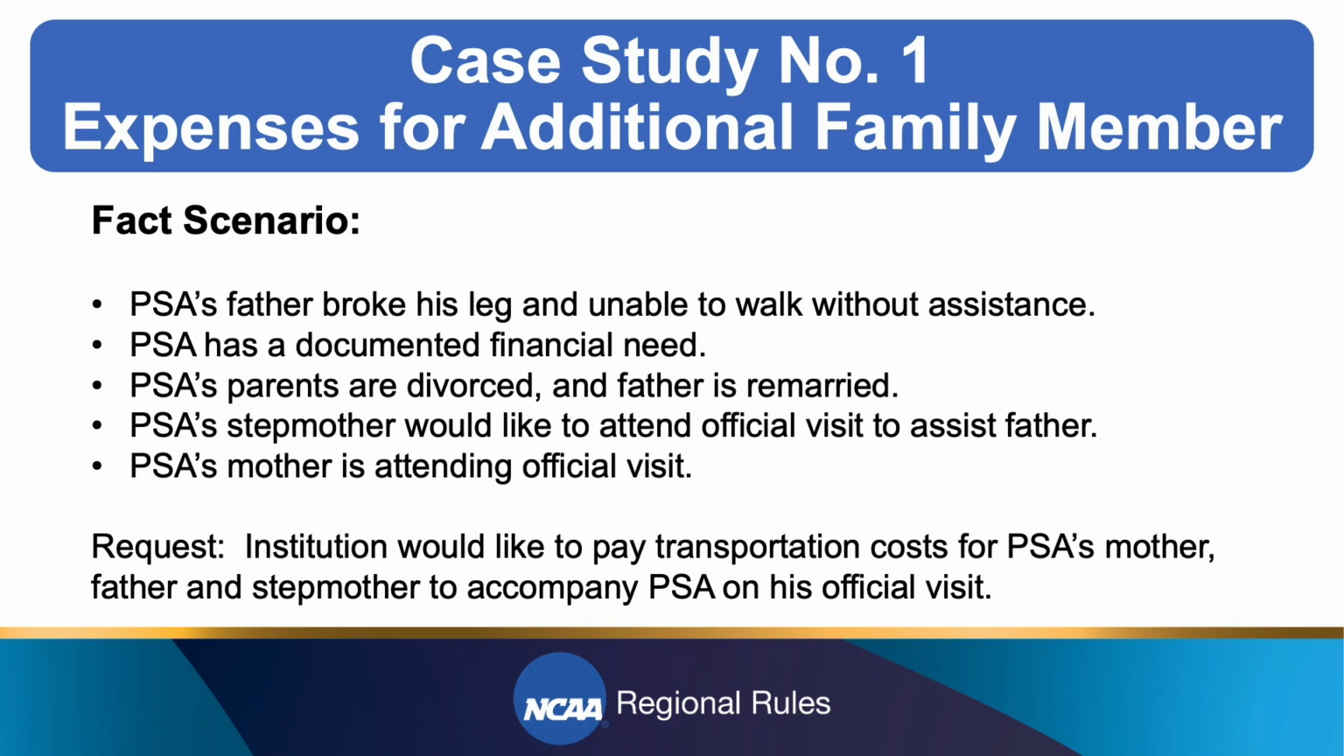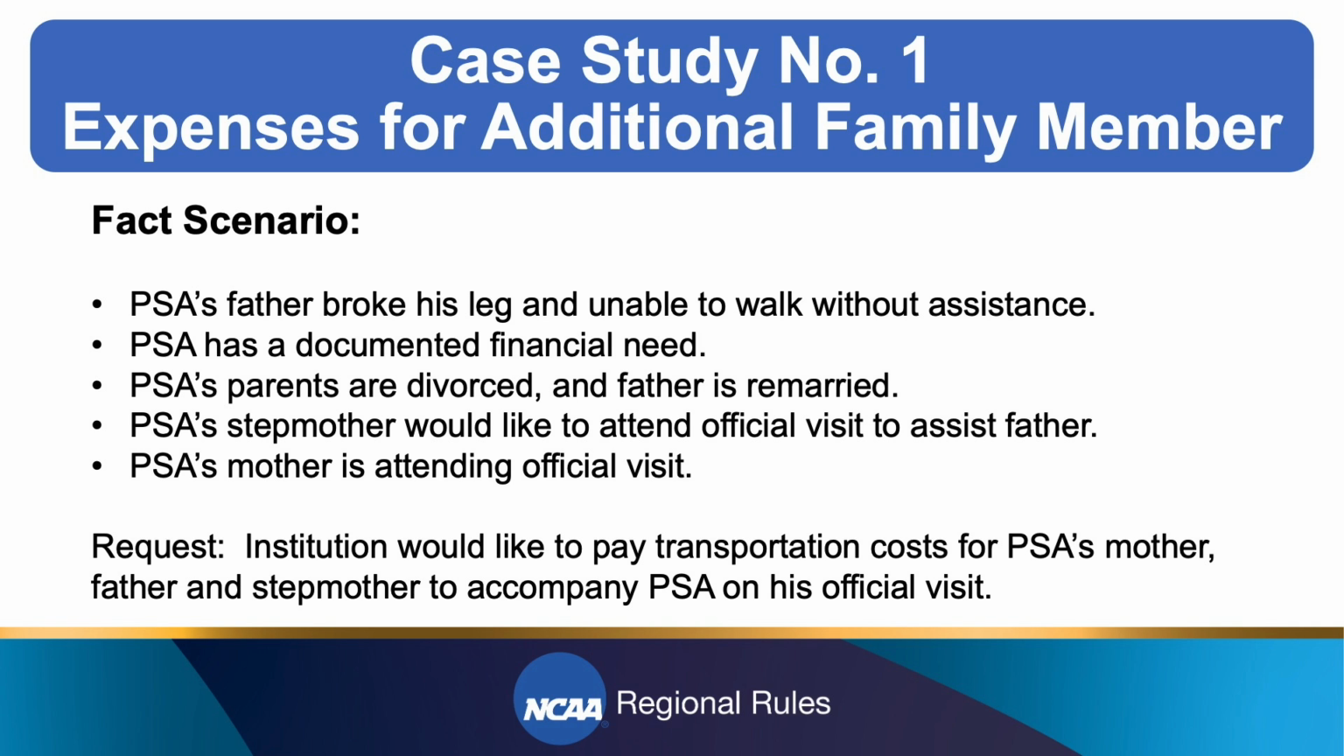The fact scenario here is that the PSA's father broke his leg and is unable to walk without assistance. The institution has asserted that they want the stepmother to attend to assist with his medical need. The PSA has a documented financial need, and by that I mean there's a document in there stating that he's either Pell eligible or has a fee waiver request. The other things would count too. Those are the most common though.